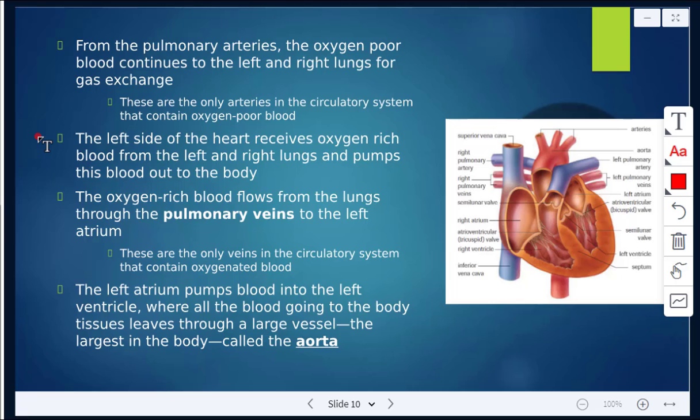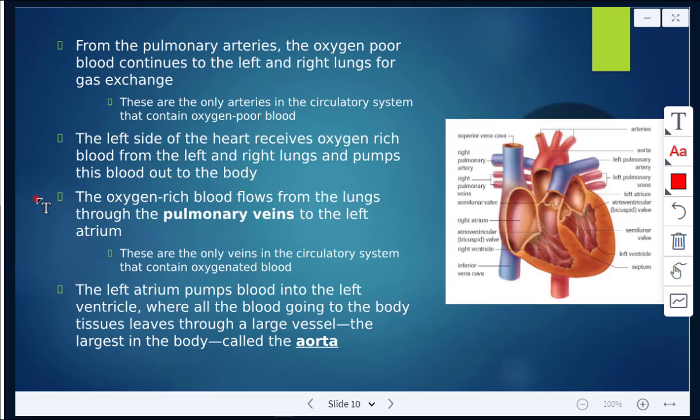So the left side of the heart receives oxygen-rich blood from the left and right lungs now. All right, so we're on the left side, and it's going to pump this blood now to the body. So the blood went to the lungs. It picked up oxygen, dropped off carbon dioxide. It's going to come back to the heart now by these pulmonary veins, and the blood is going to enter this left atrium.